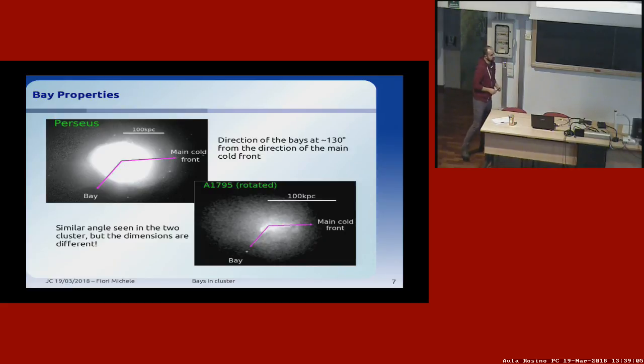Another property we can see is the direction of the bay. We found the bay only on one side of this cluster, and the direction is at almost 130 degrees from the direction of the main cold front. Also, we see that it is similar between these two clusters, but we have to stress that the two clusters have different dimensions, so it could be just a coincidence that it's like this.